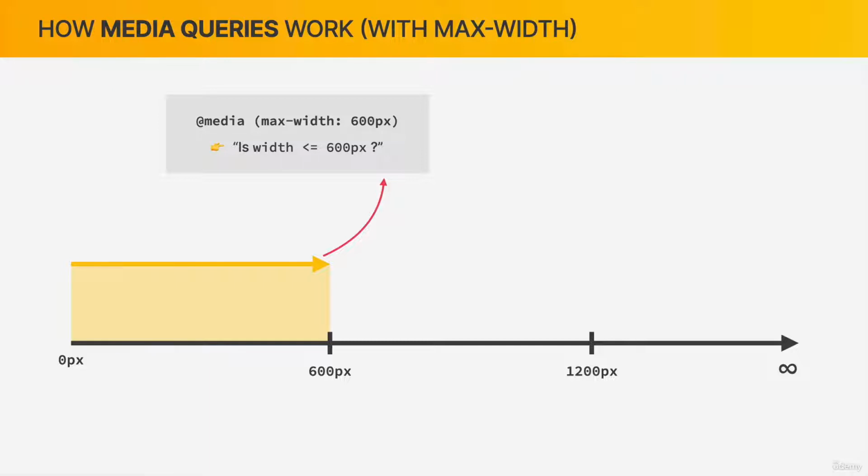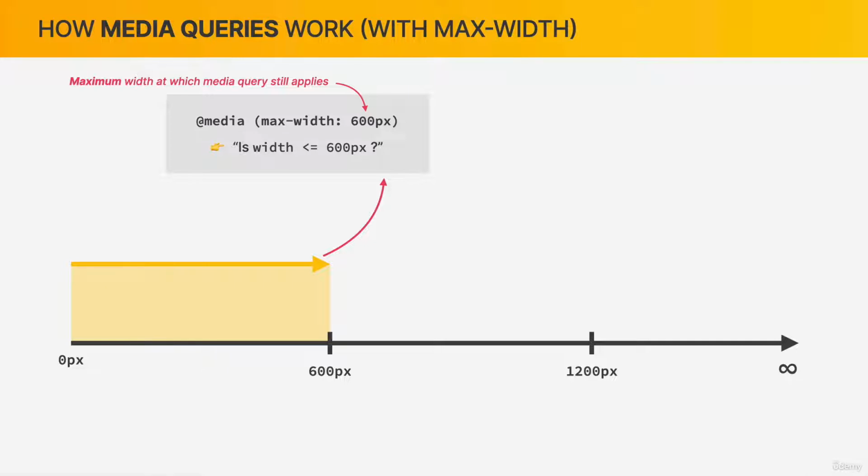So what this means is that the max width is 600 because 600 is the maximum width at which the media query still works, so where it still applies. Now after 600 pixels, for example at 700 pixels, it stops working. So the code is no longer going to be applied then.